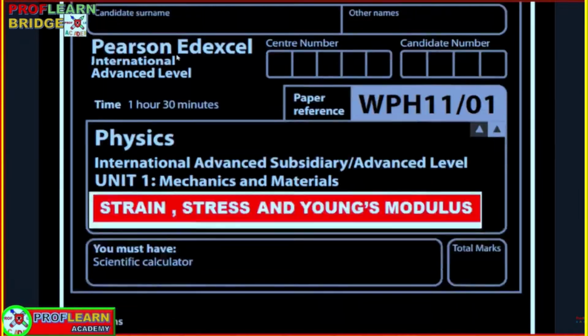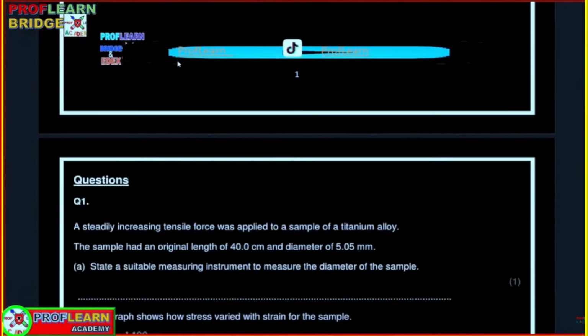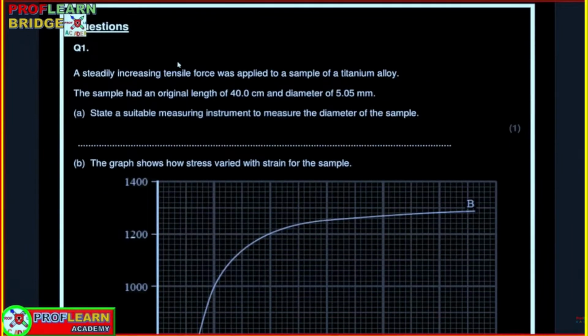Now we need to begin and look at the first question, whereby we are told a steadily increasing tensile force was applied to a sample of titanium alloy. The sample had the original length of 4 centimeters and diameter of 5.05 millimeters. And we are supposed to state the suitable instrument to measure the diameter of a sample.